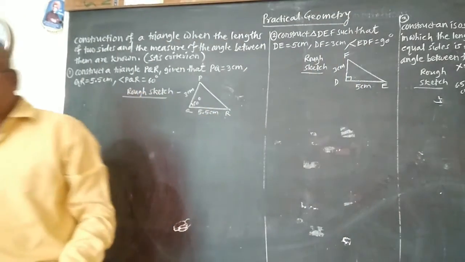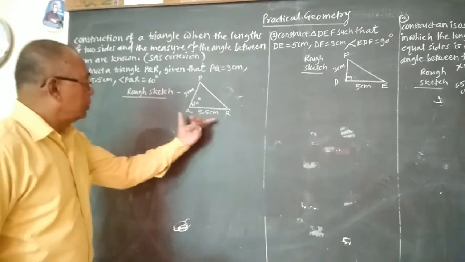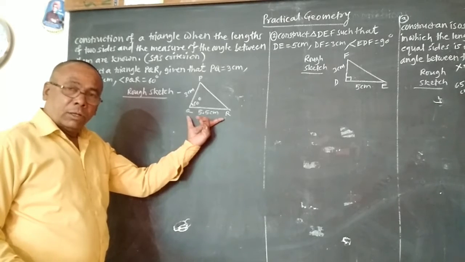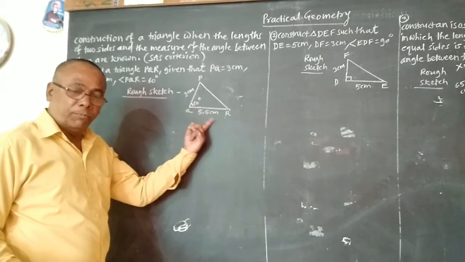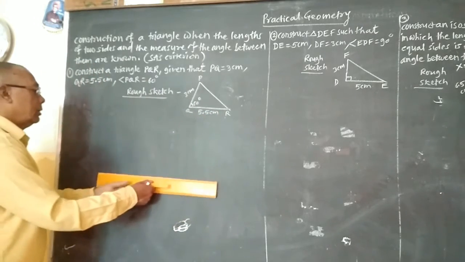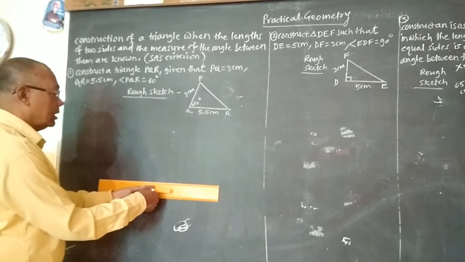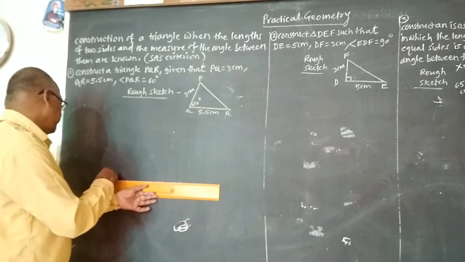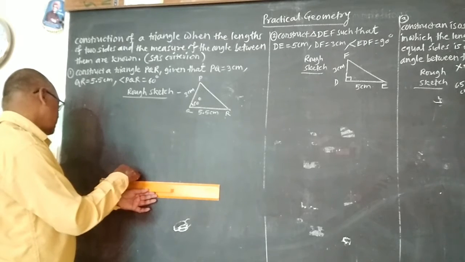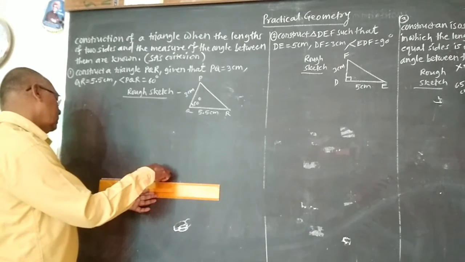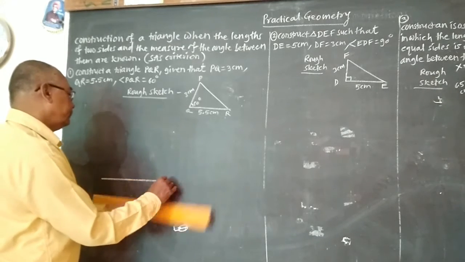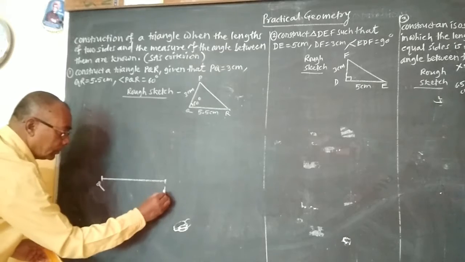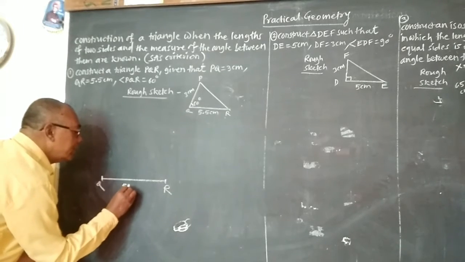So here, first of all, we have to take the horizontal length of the side, that is QR, which is 5.5 centimeter. So we have to draw a line segment or a side which is of the length 5.5 centimeter. So I will draw here. So this is the side QR of length 5.5 centimeter.